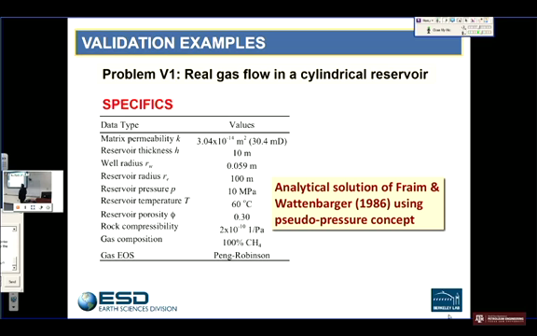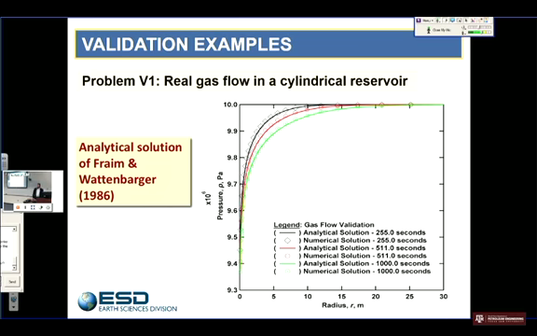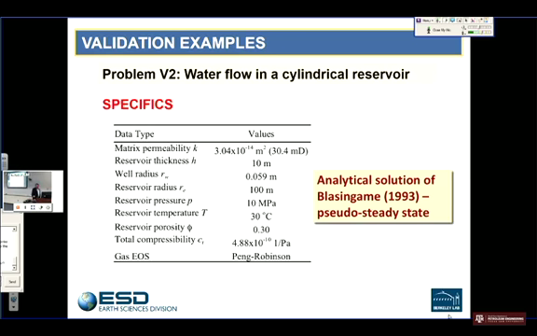So, you see the matrix permeability, all of these parameters, cylindrical reservoir. So we're checking out whether this will work well in a gas system. What you see here is a comparison between the analytical solution and the numerical solution. Keep in mind, the numerical solution is always more accurate because we're able to account for the complete nonlinearity of the system. In the analytical solution, we have to make some assumptions, which usually affect the accurate representation of the system.